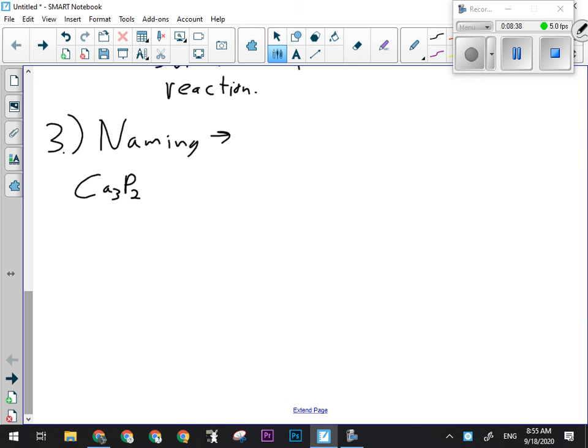Okay, if I'm going to write out the name of an ionic compound, our rules are that I write the name of the metal exactly as it appears on the periodic table. And what do I do with the name of the nonmetal? Add "ide" or end it in "ide." So this would be phosphide.